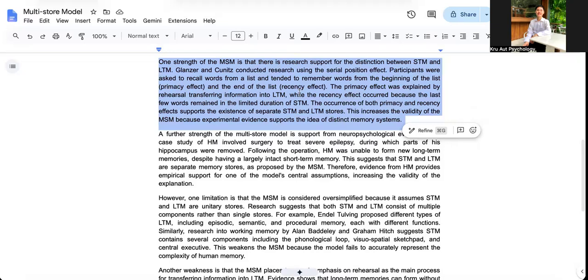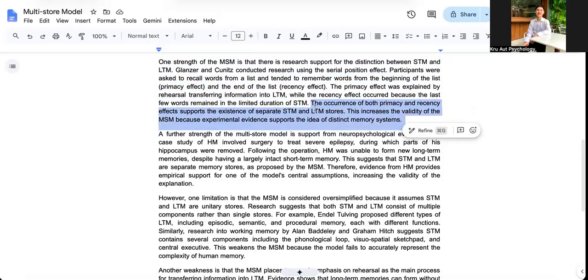And the reason we remember the words at the end of the word list better than those in the middle is because they are at the end, so they still remain in the short-term memory that has a limited duration. See here, don't mention 18 to 30 seconds. We don't need that in AO3. We need that in AO1, and have the units like seconds as well. Okay, this is the reason for why it's a strength here.